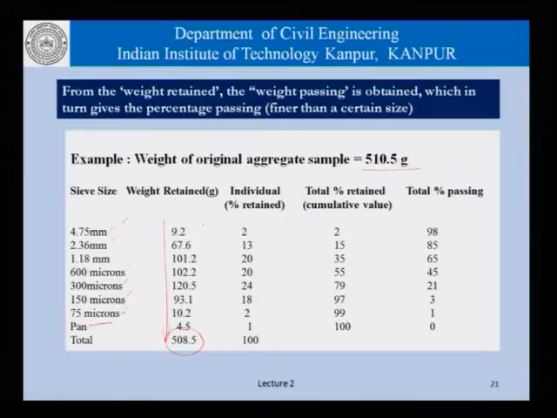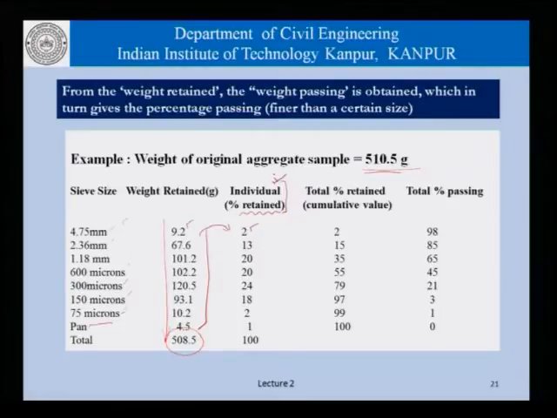If we get these numbers, then what we can get from here is these numbers, which are individual retentions at the different sieves. So, if 9.2 grams is retained, we can say that 2% of the aggregate taken is retained at the 4.75 mm sieve, and so on. So, these are individual retentions.